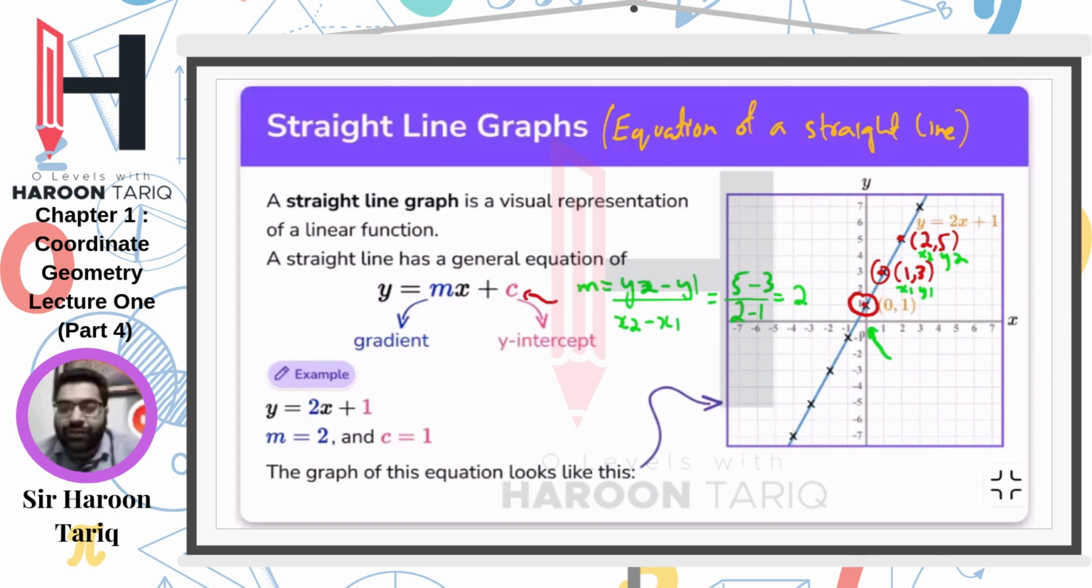Okay, so did you understand this part, how I found the gradient? I just used this formula, Hamdan. Did you understand how we found the gradient? Okay. So next what we do is y is equal to mx plus c. Just replace m. M is my gradient. I'll replace this m with 2. That is my gradient, I just found it. y is equal to 2x.